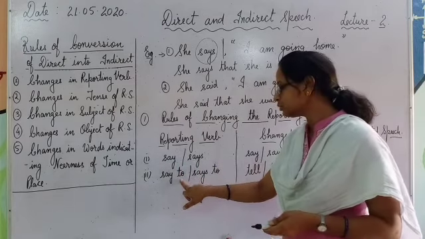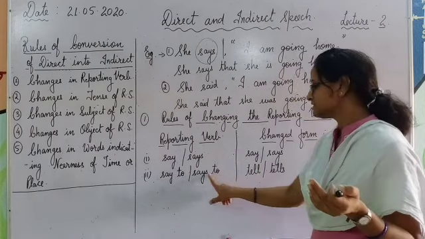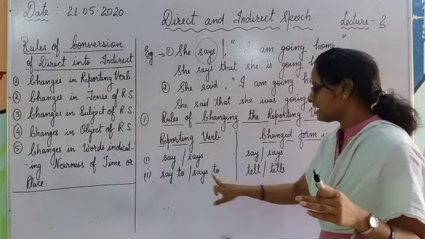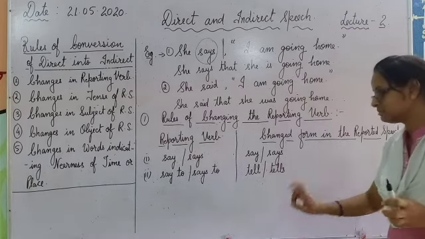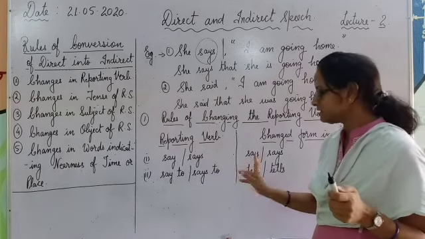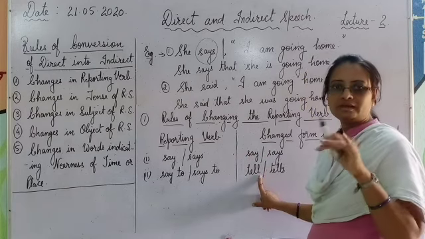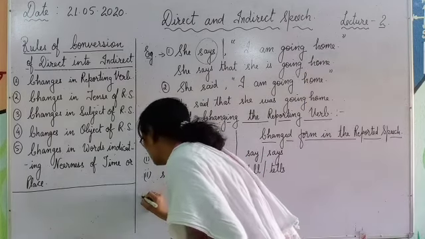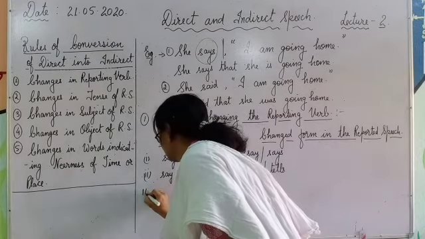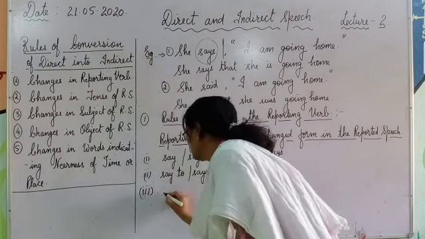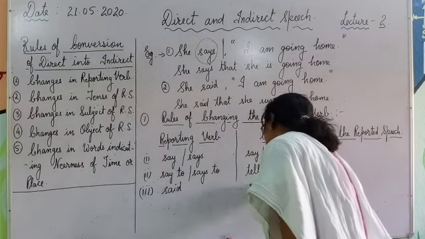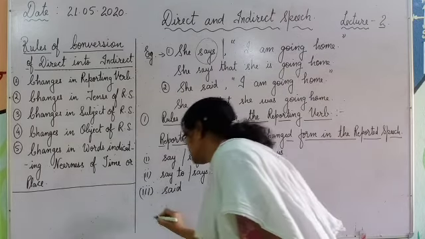Second, say to will change into tell. Says to, if to is there, will be changed into tells, and say to will change into tell. Means if there is an s in says, tell will also carry an s. If there is no s in say, tell will not carry any s. Now after this, the third sub rule: if the reporting verb is in the past tense, said will remain said. Said will not change.